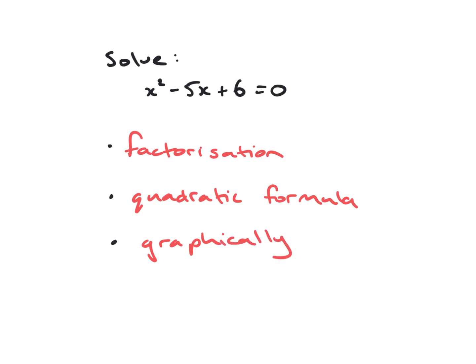So we're going to use these 3 different methods to solve the equation as above, x squared minus 5x plus 6. And I'm going to start with factorization. So I'm going to write the equation again. x squared minus 5x plus 6 is equal to 0.